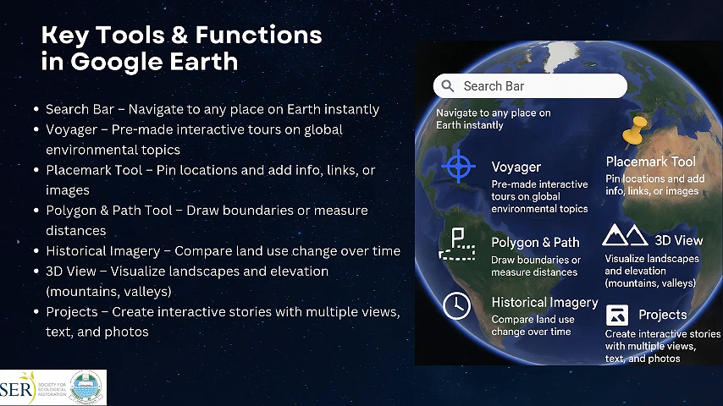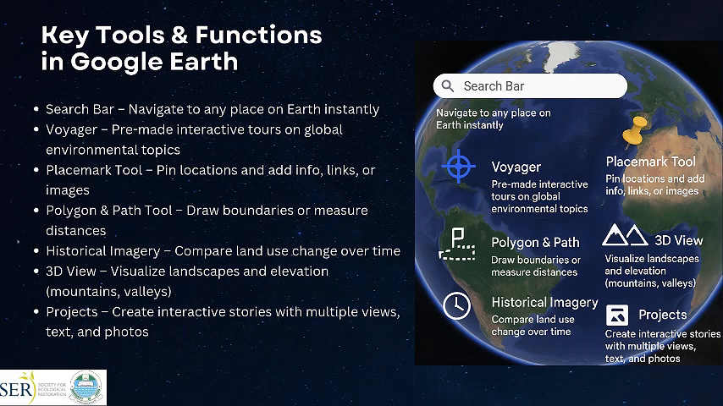Like I said, the Voyager offers ready-made educational journeys on topics like climate, oceans, endangered species, wetlands, so you can easily explore. With the place marker tools, you can pin locations, you can add notes, you can add links, you can even add photos. Yeah, you can add photos. I'm not sure of videos, but I know you can add photos. And for the polygon and the path tools, you can trace boundaries, you can draw migration corridors, you can delineate forest zones, you can delineate wetlands, you can identify wildlife corridors, etc.